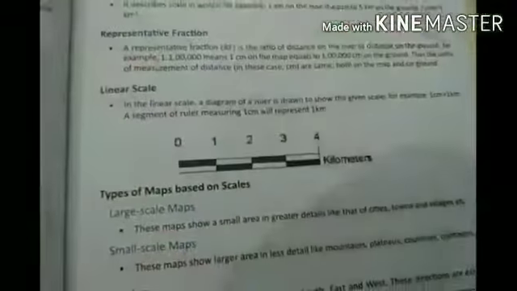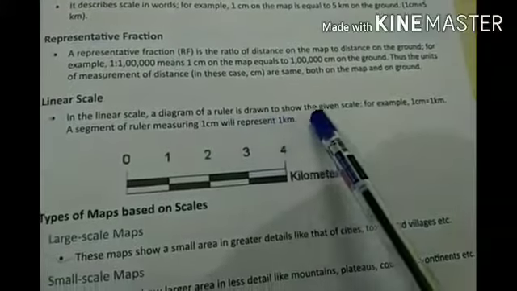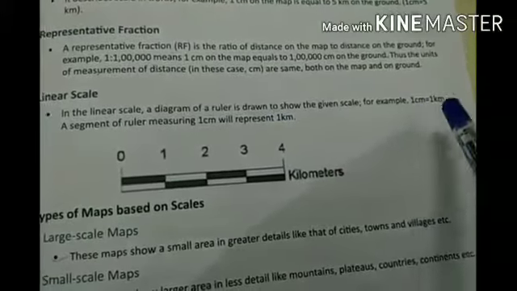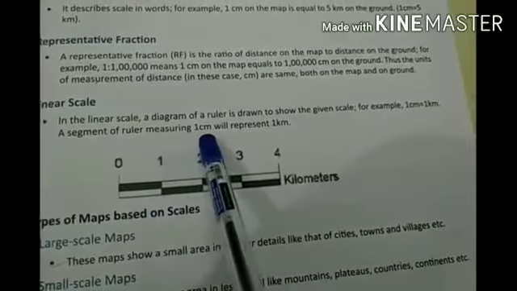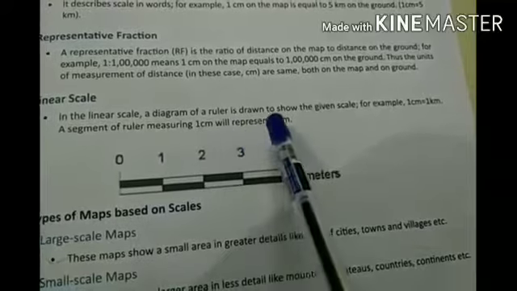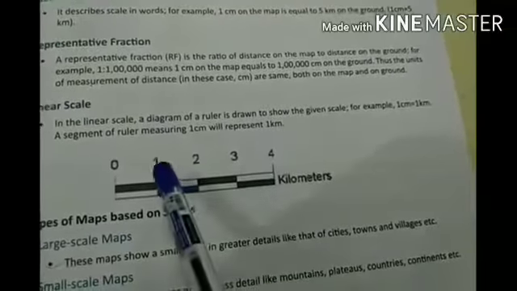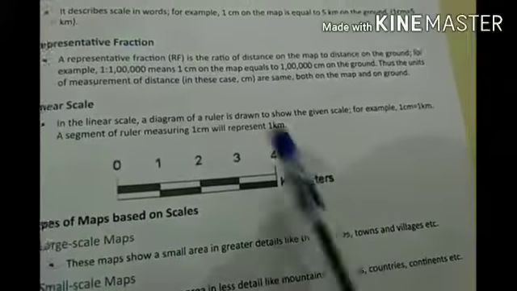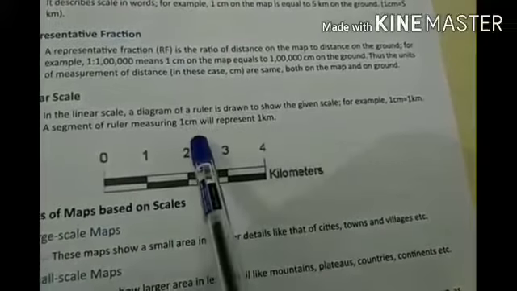Next is linear scale. In the linear scale, a diagram of a ruler is drawn to show the given scale. For example, 1 centimeter is equal to 1 kilometer. A segment of ruler measuring 1 centimeter will represent 1 kilometer. Now this is a linear scale, and in this 1 centimeter will be equal to 1 kilometer. This is a ruler. This is a segment of ruler measuring 1 centimeter, which is going to represent 1 kilometer.